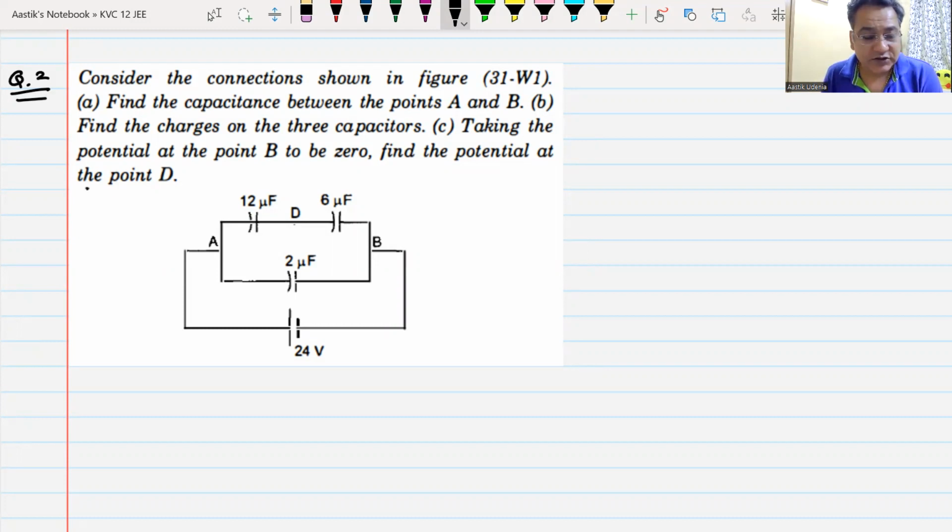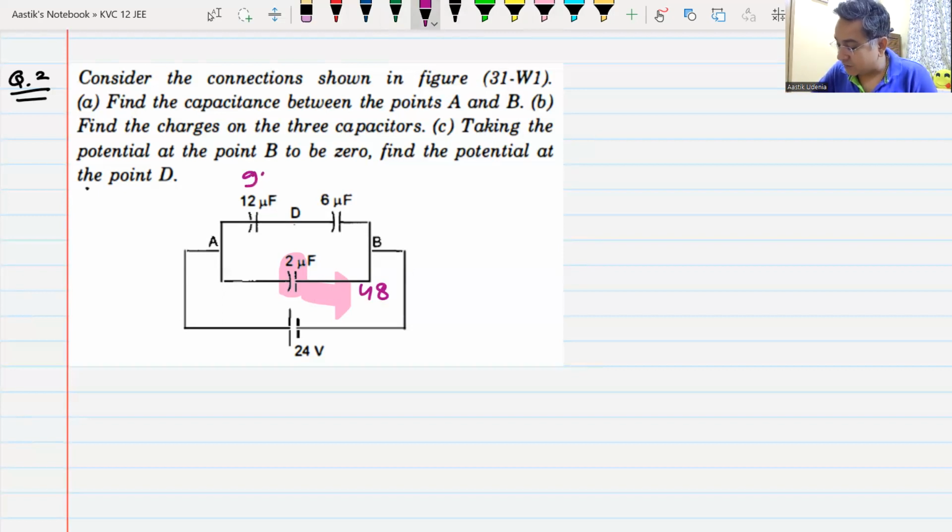Find the charges on the three capacitors. That was the next question. What is the answer for this one? 24, 6 is 24. On 2, it's 48. This is 48, across 24 that is 48. 96, 96 and 48. This is 48. And the other one is 4. So it would be 96.